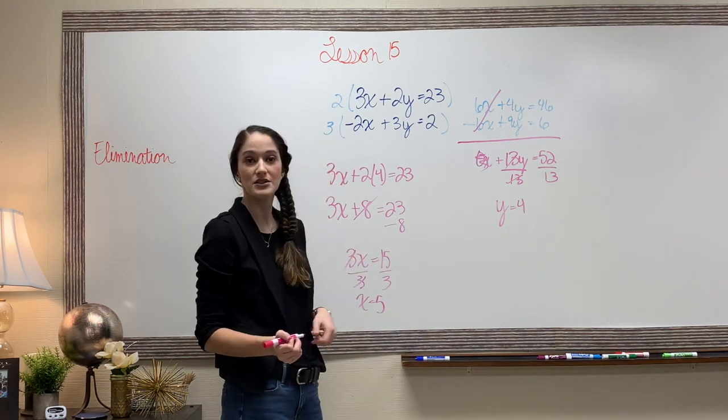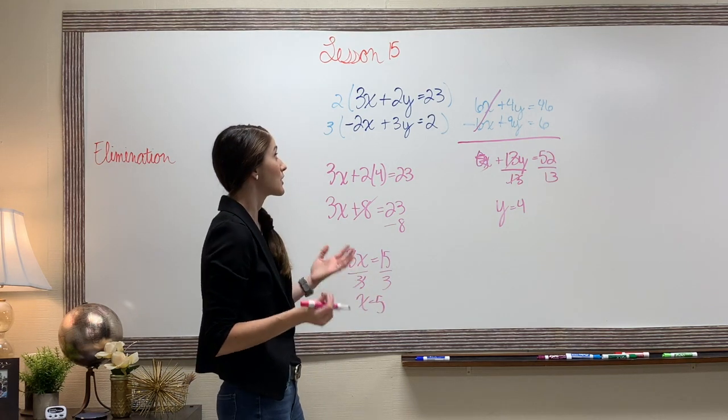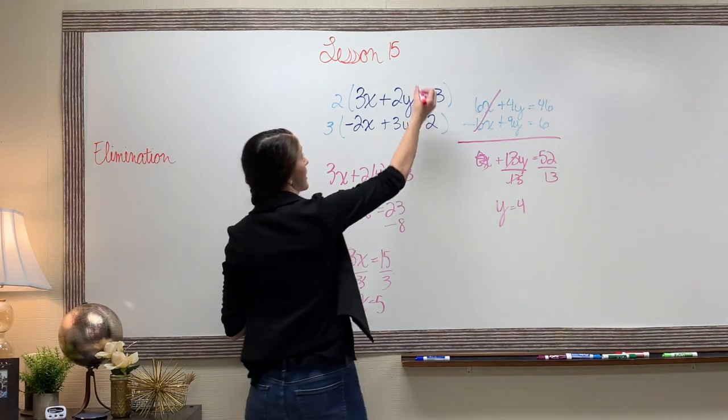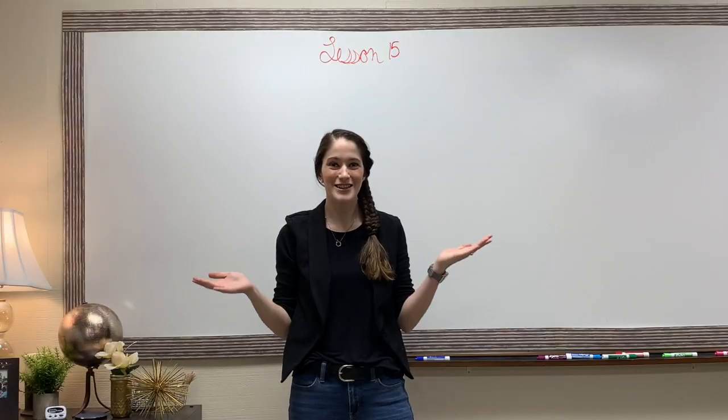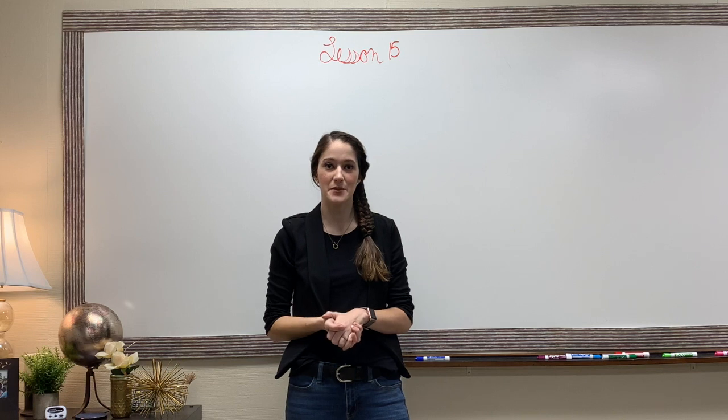And now we have our two values for our coordinate, and we always write our answer as an ordered pair. So our answer is (5, 4), and we're done. All right, so that's it for lesson 15, using elimination.